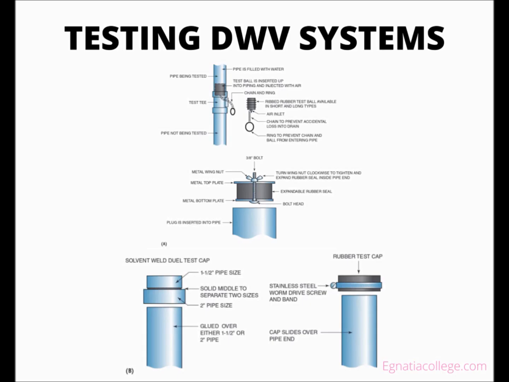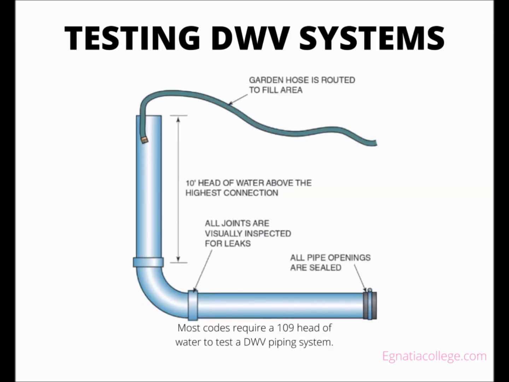Solvent-welded test caps are used to seal plastic piping ends. With a test tee, a blow-up rubber test ball is inserted into the pipe and air is injected into the ball to expand inside the pipe. Test balls are available in the same sizes as DWV pipes and can also be used to seal a pipe end. Test balls are available in 2 different lengths, and most cannot be subjected to more than 40 psi or whatever the manufacturer states. Rubber test caps with a stainless steel clamp and worm drive screw, similar to a transition coupling, can also be used to seal a pipe end. This figure illustrates the 10 feet head test that is used to inspect a system for leaks and prepare it for a plumbing inspection.